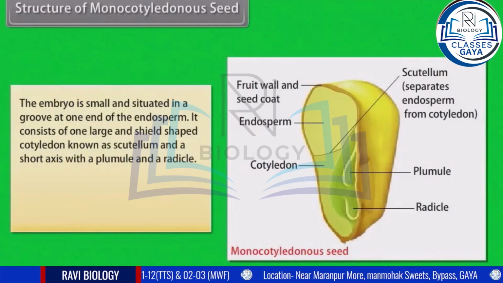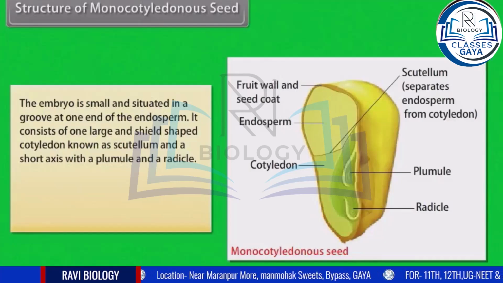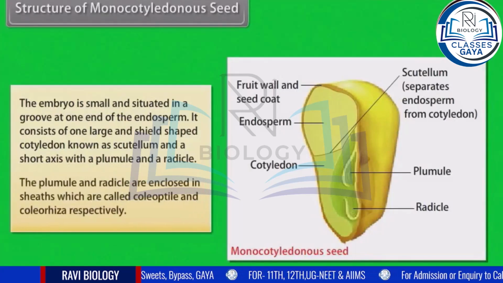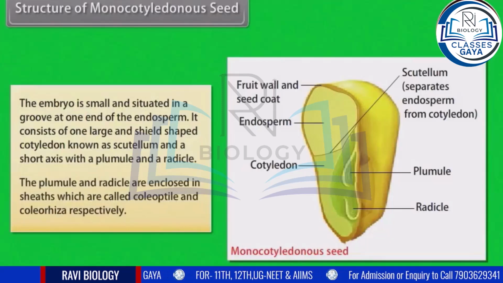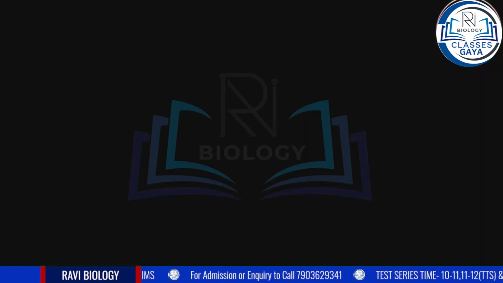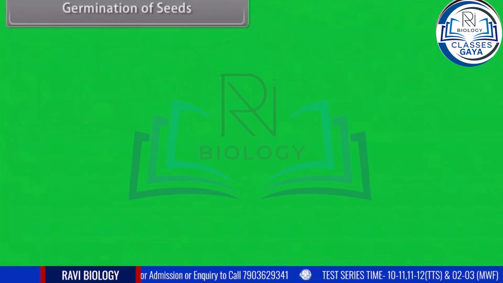It consists of one large and shield-shaped cotyledon known as scutellum and a short axis with a plumule and a radicle. The plumule and radicle are enclosed in sheaths, which are called coleoptile and coleorhiza respectively. Germination of seeds.